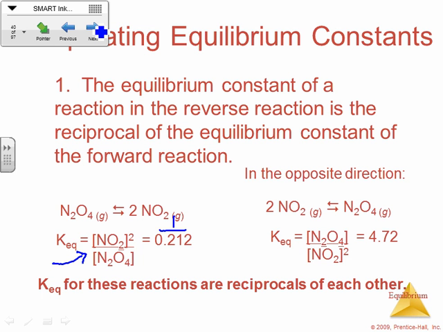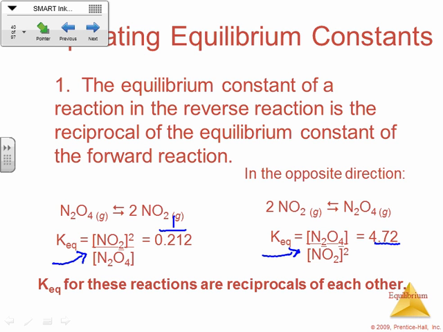That's going to give you 4.72, which is the number here. Now you could just plug your concentrations back in over on this one, but it's easier to just take the reciprocal. So if you know the K for one reaction and you flip the equation around, then you need to take the reciprocal of K.